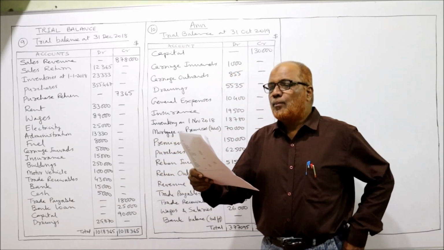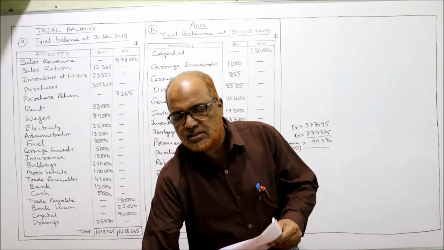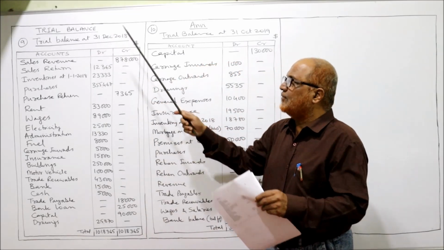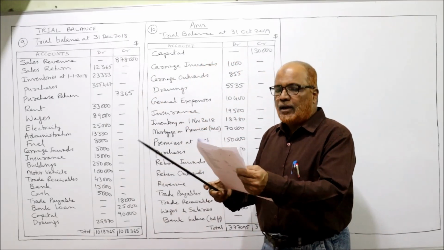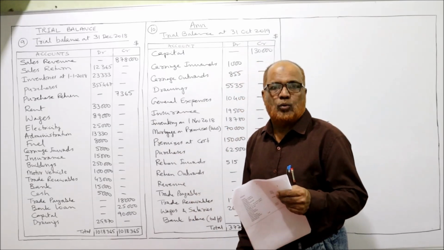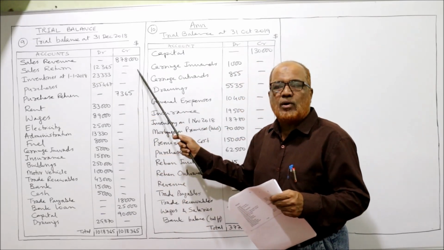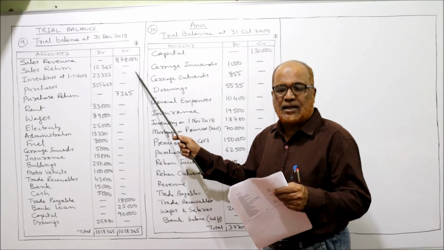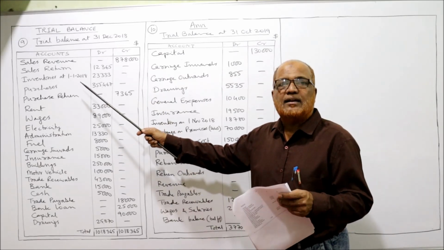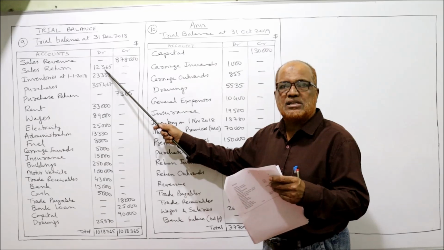Now see the 9th one. Put the below figures into a trial balance. So the 9th problem, trial balance at 31st December 2018. Now one by one. Sales revenue, just now I told you, credit column. Take it on the credit side. Sales return, debit column, 12,365.